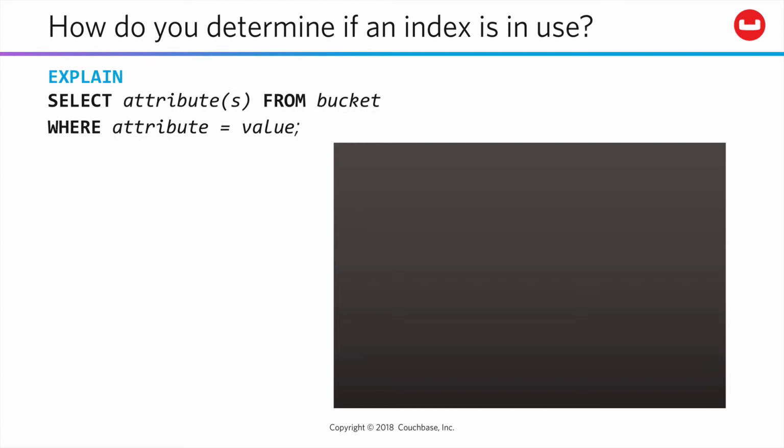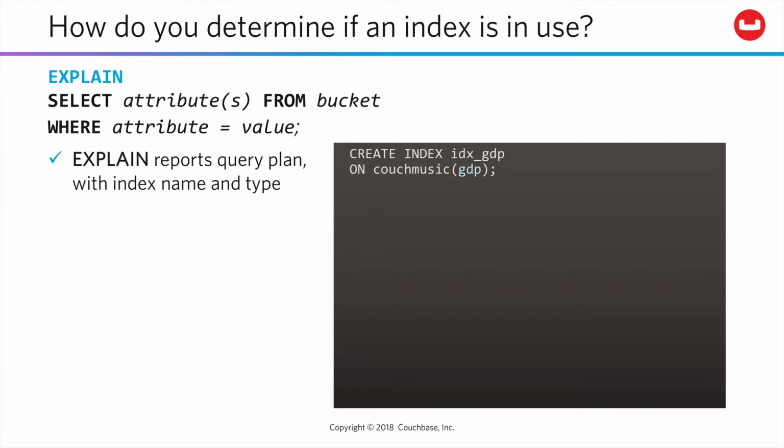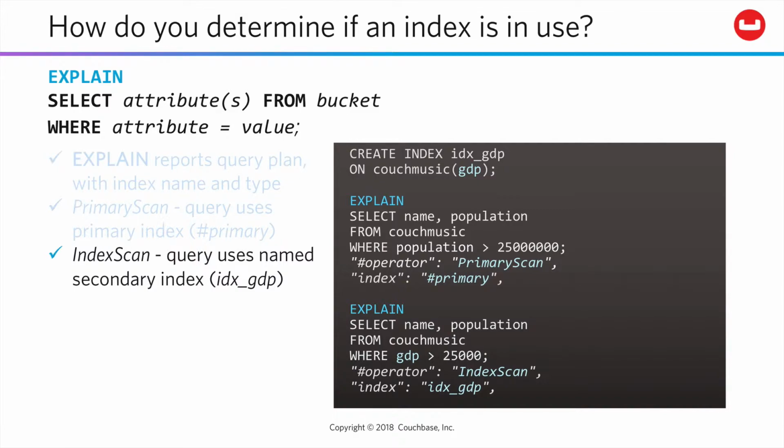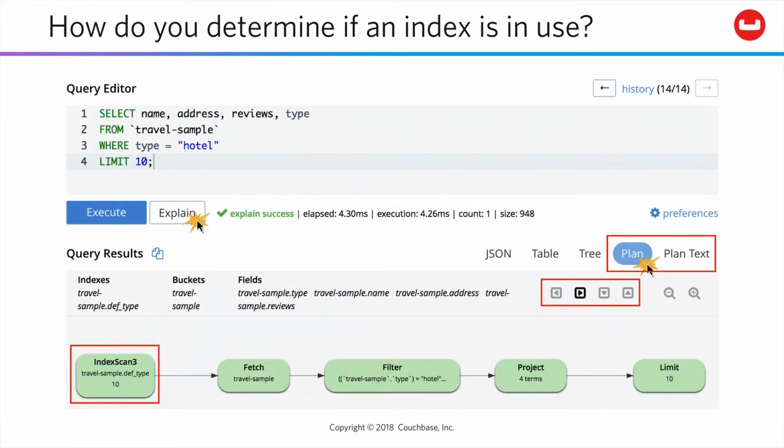To generate the plan document for any query, precede it with the explain keyword. The server will return information including whether it is relying on the primary index or on one or more specific indexes. It's also easy to visually display this information in the query workbench, with tools to change its display sequence and zoom level for easy reading.